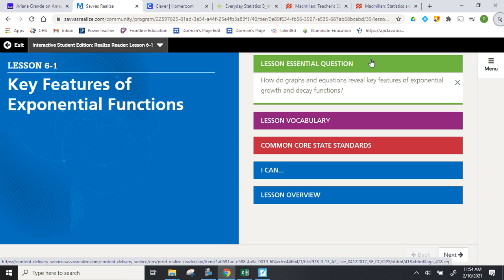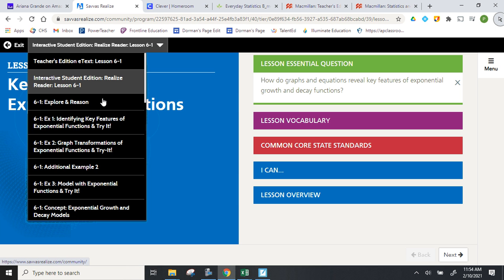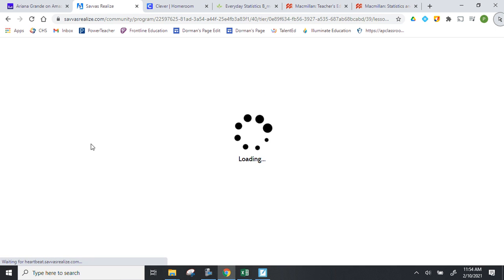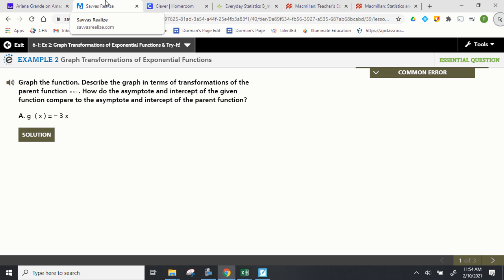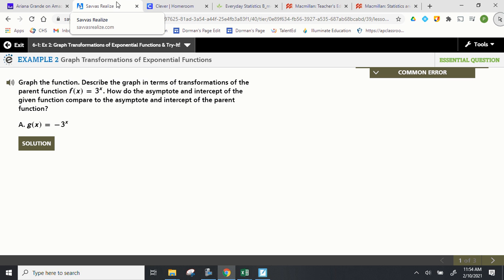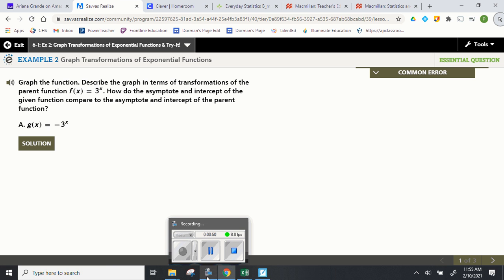Let's get right into it and look at example number 2 where we're going to start. We're going to look at graphs of transformations of exponential functions. So we're going to graph this function, and then we're going to look at the parent function, 3 to the x. We're going to talk about asymptotes and some important features of this graph as well. Whenever I'm graphing something, I like to go to my calculator first and then start graphing some points as well.